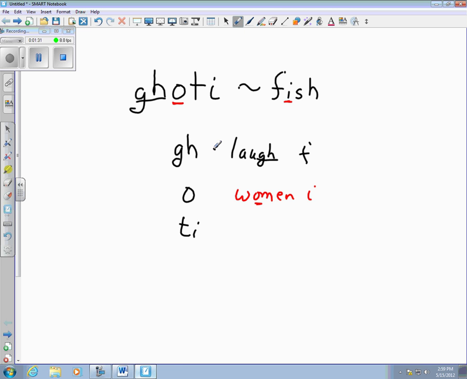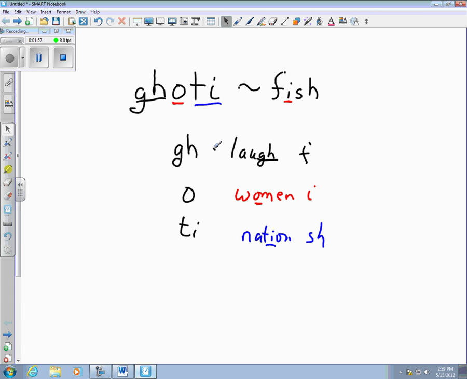And lastly, TI. How does that become sh? Well, think of the word nation. Very simple. Nation. Well, what's the TA sound like? Sh. And so the TI in nation becomes the sh in fish. So what we have is this sort of confusion of symbols when you write in English.